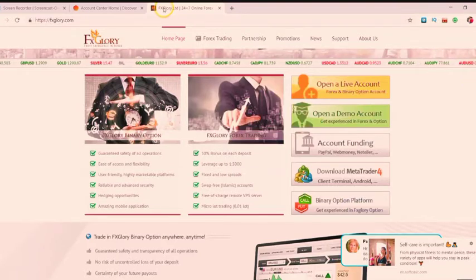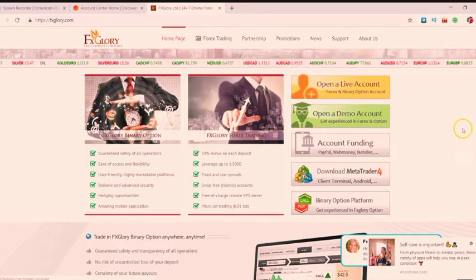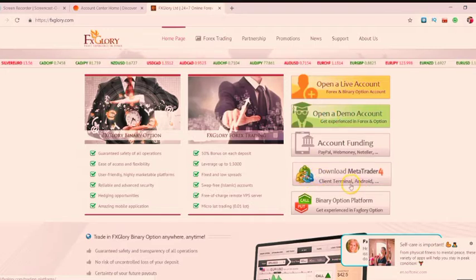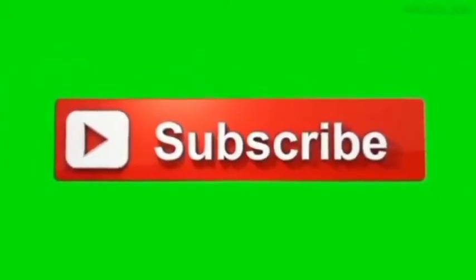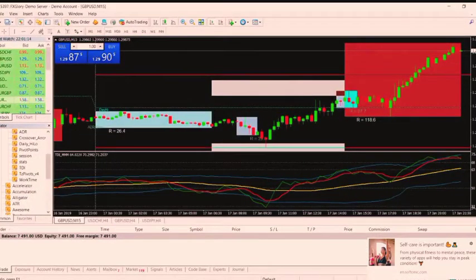So you can go to fxglory.com, and I usually just use FX Glory to trade demo. You could also use Trader's Way to trade demo as well. But when trading live, every now and then I might use FX Glory, but I use tradersway.com. Like I said, you can go to FX Glory, click on open a demo account, and download the MetaTrader 4, which is this right here. Okay, this is what's called the MetaTrader 4.